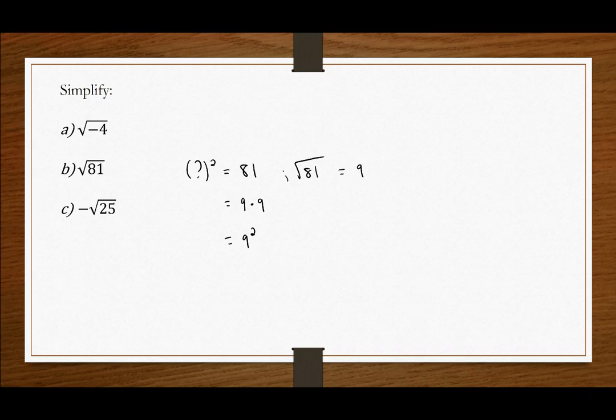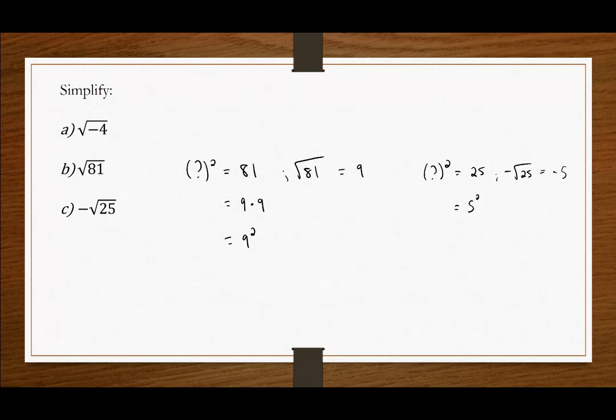Similarly for part C, I can pose the question. However, it's phrased a little bit differently here since it's asking me what is the opposite of the square root of 25. Well, what value when raised to the second power gets me to 25? It happens to be 5 squared. So it must be the case then that the square root of 25 is, at least principally, positive 5. The opposite of that would be negative 5. So we get negative 5 for part C.